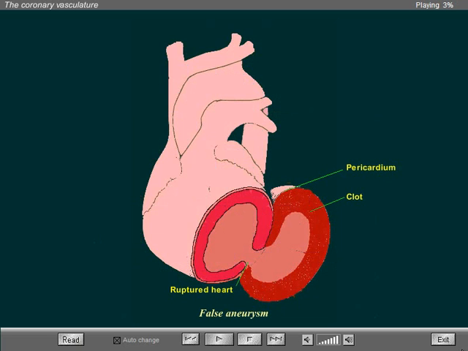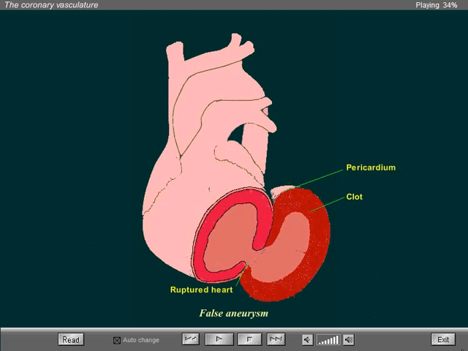False aneurysms of the left ventricle can be the result of a heart attack or trauma. This is a diagram of a false aneurysm where its walls are formed by the clot and the pericardium. That's why they're so vulnerable to rupture.